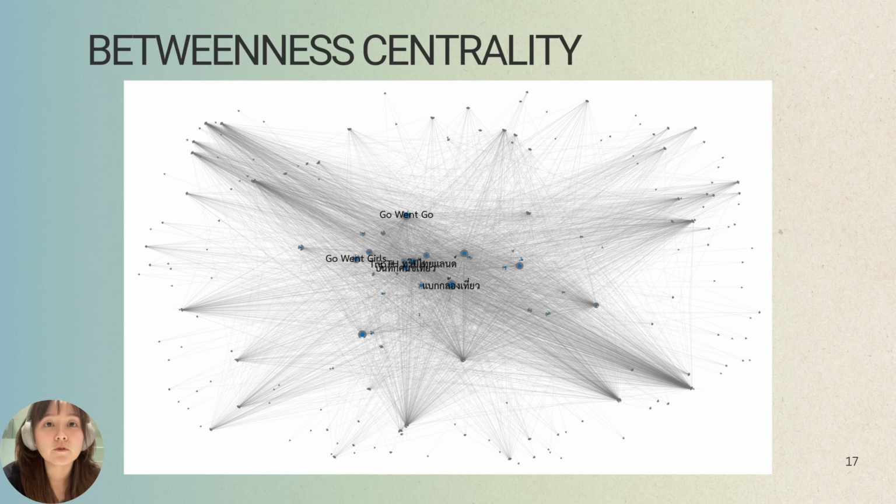So let's move forward to betweenness centrality. This centrality measures how often a node appears on the shortest path between others. So basically, it shows us which nodes are the major connectors or the main bridges in the network.